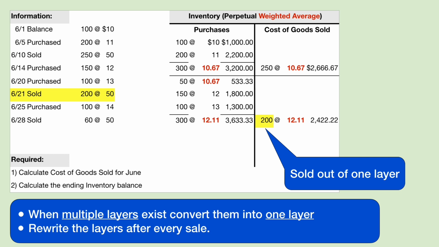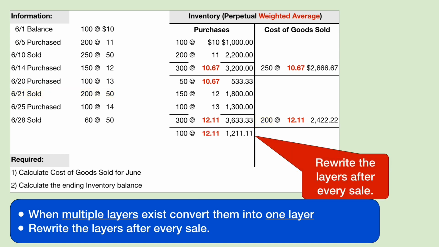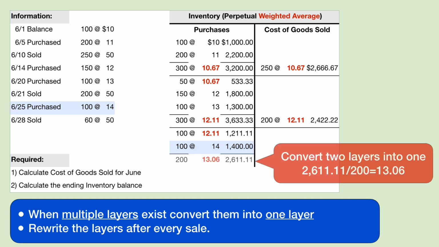What happened next? We sold 200 at a weighted average cost of $12.11. Rewrite your layer after every sale. What happened next? We purchased more inventory at 14. Now we have multiple layers that we have to collapse into one layer.